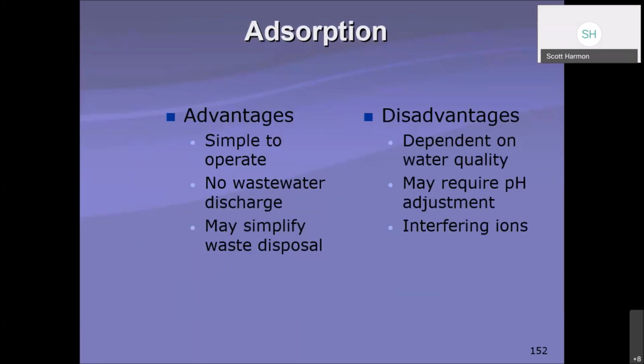May require pH adjustment, yes, if you need to get it in range to work well. You may have to trim it at the beginning, or you may have to adjust it at the end. Again, we can't be sending out aggressive water, so it could be an alkalinity. Interfering ions, the same thing. Those ions that can bind onto the absorptive materials can become an issue if they're in high enough amounts in your source water coming in.